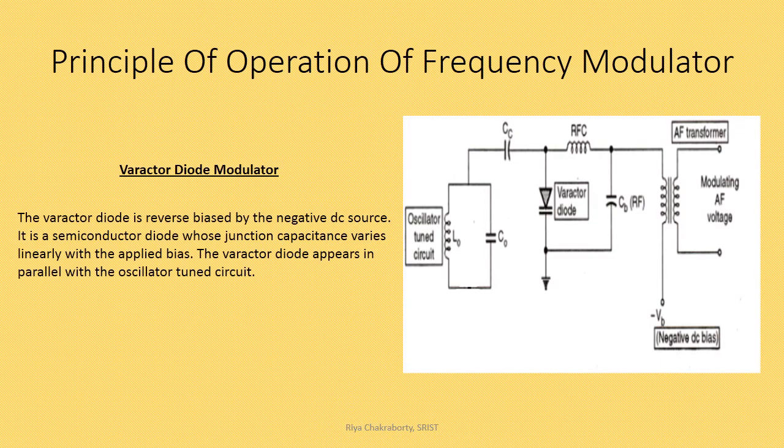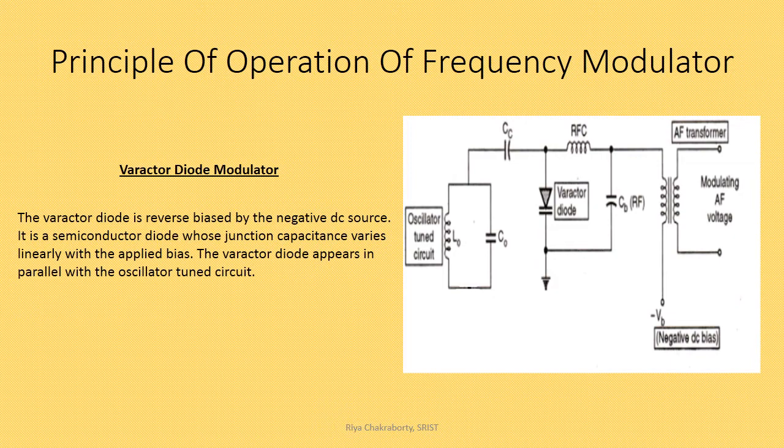The FM modulator circuits used for generating FM signals may be put into two categories. Number 1, the direct method, and number 2, the indirect method. Here, the varactor diode modulator is a direct method. The varactor diode FM modulator has been shown here.